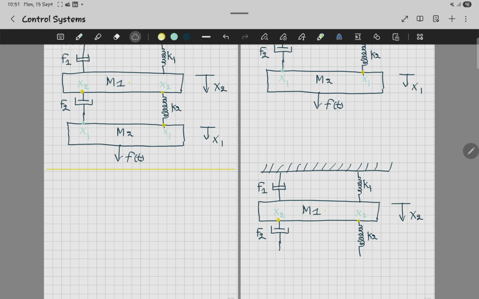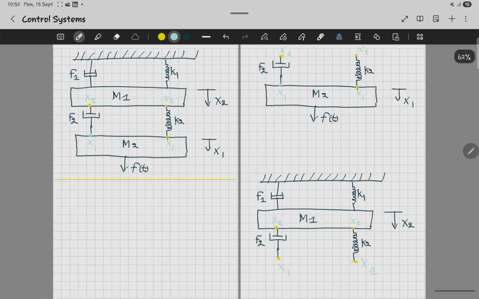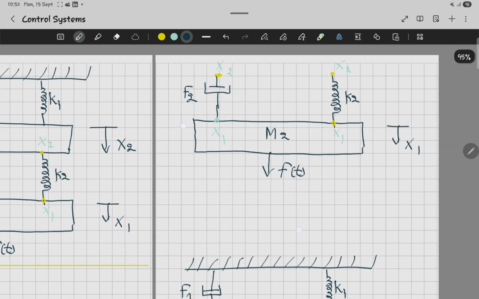Don't forget to add x. So now we have all the equations separated, so we'll be able to write the equation.